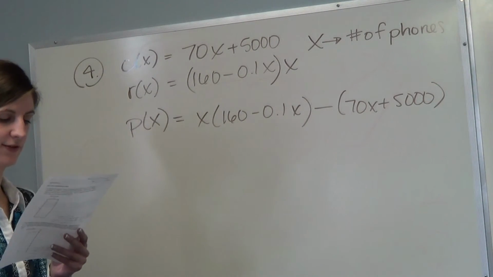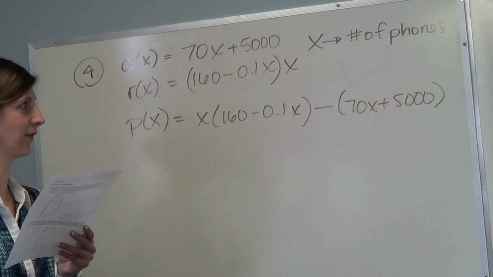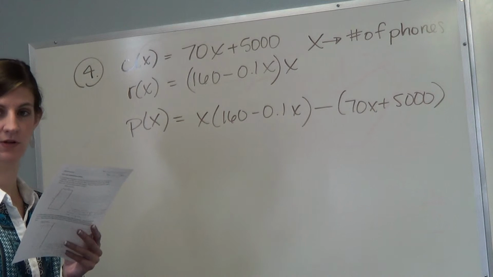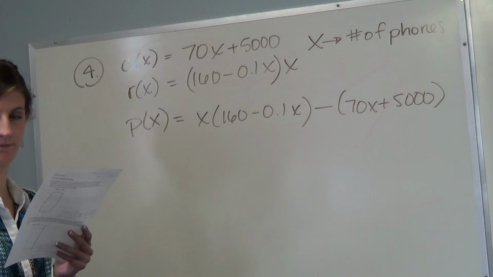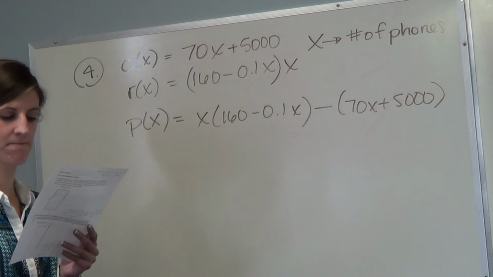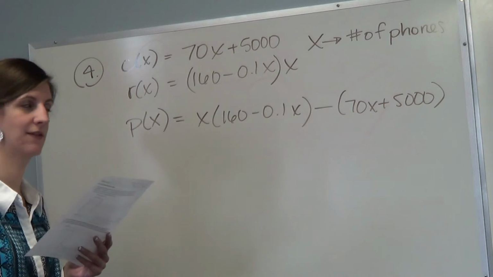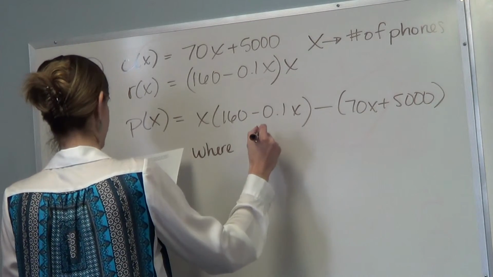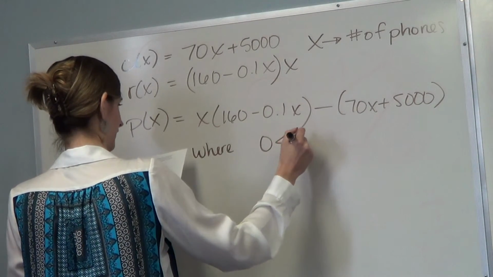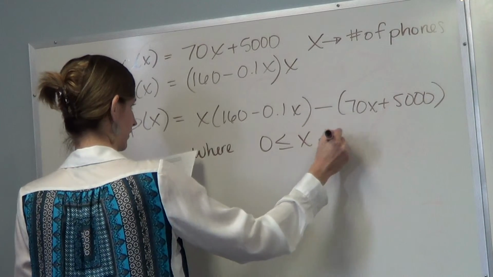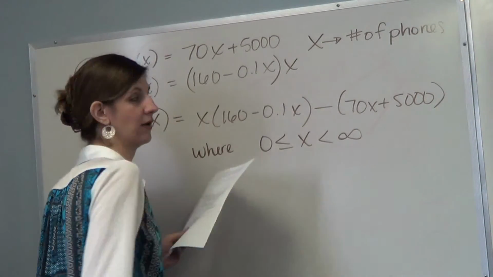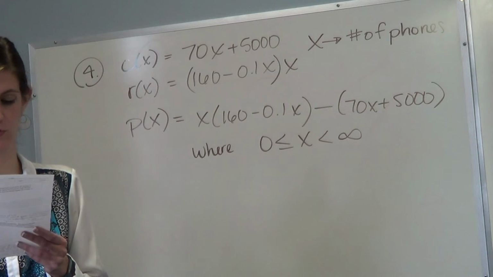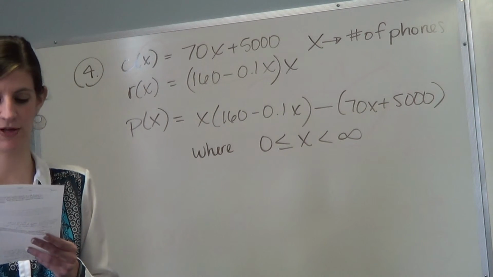And what is the domain of that function going to be? How many phones could they potentially make? It's a bit of a trick question. It has to be more than 0, right? But there's really no limit. They could make as many as they want. But it will have to be a positive number.